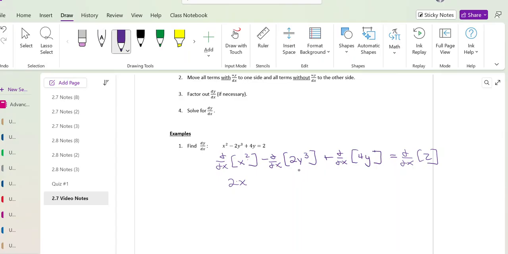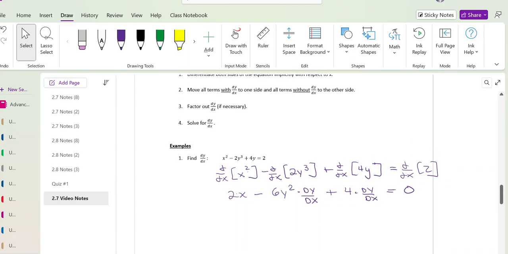So here you have a y and an x. When you take the derivative, doing the power rule, it's 6y squared, but then you have to multiply by the dy/dx, or the y prime. Here, the derivative is 4, but then you also have to multiply by dy/dx. And it's equal to 0 because 2 is a constant.